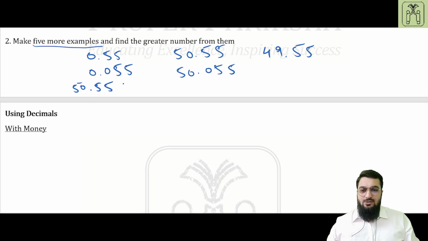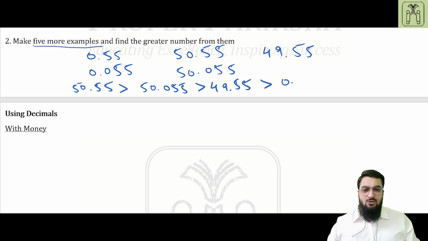50.55 is the greatest among all, and after that it will be 50.055, after that it will be 49.55, after that it will be 0.55, and after that it will be the least number among them, that is 0.055.